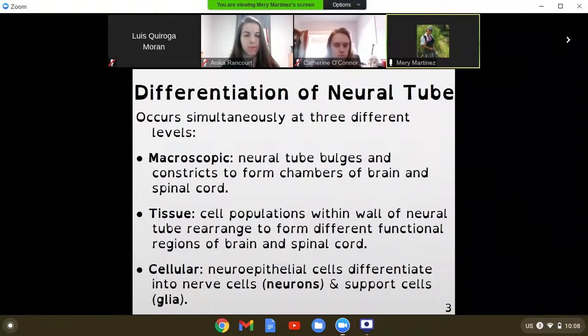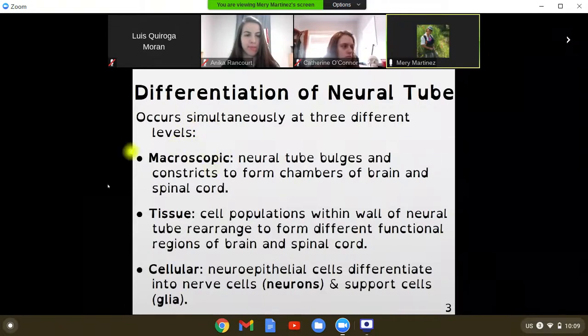So the formation of the brain is one of the most important tasks of the vertebrate development. It's so hierarchically structured, and so many things can go wrong. So all animals depend on the well-organized and highly structured brain formation. Differentiation of the neural tube into various regions of the central nervous system occurs simultaneously at 3 different levels, the 3 levels that we have on the screen.